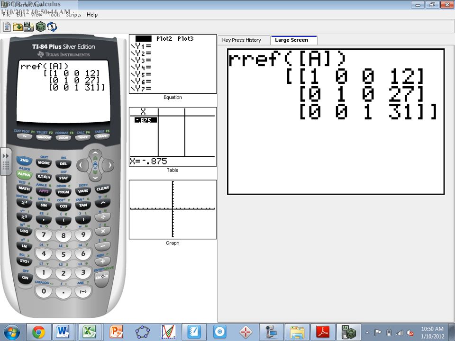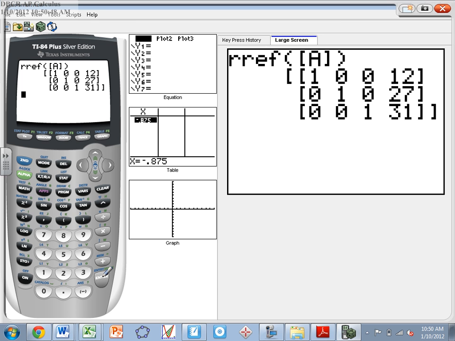And remember, people, take a look here. Okay, that's what we got going on here. Those are what the variables look like. So really, I've got 1x equals 12, 1y equals 27, and 1z equals 31.